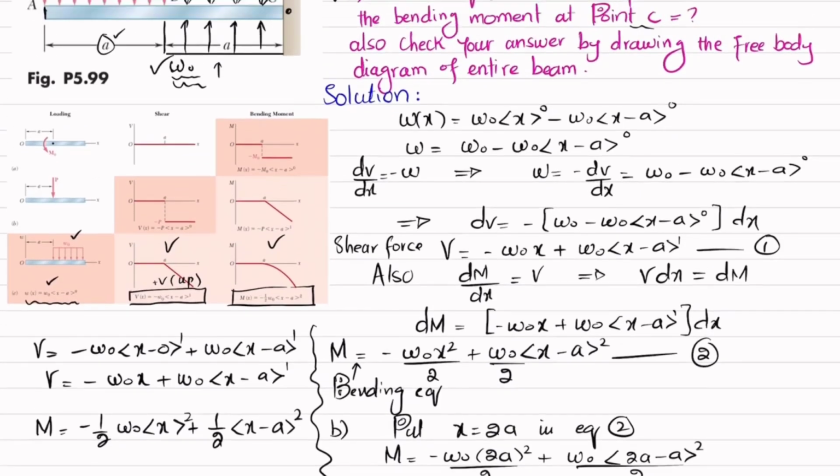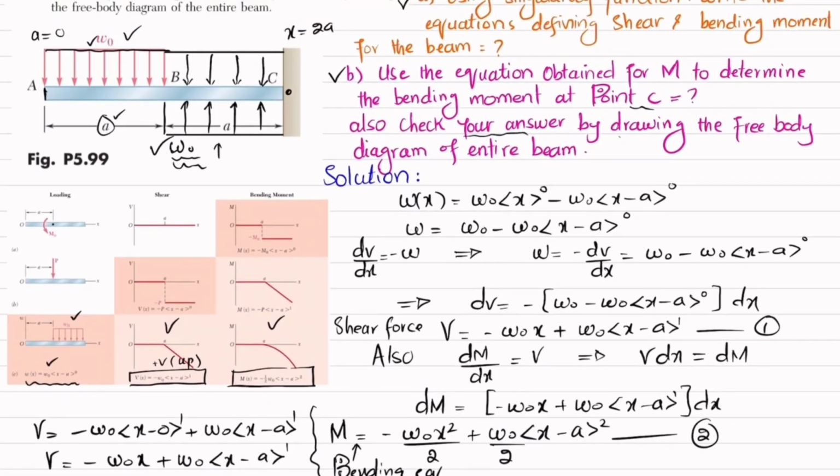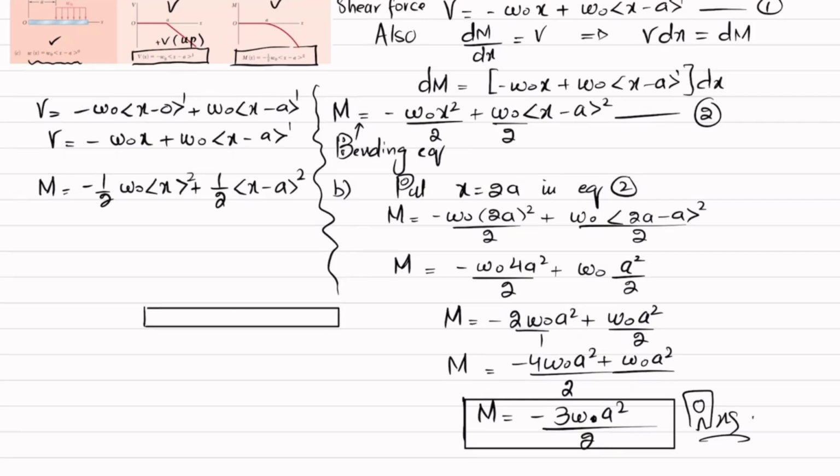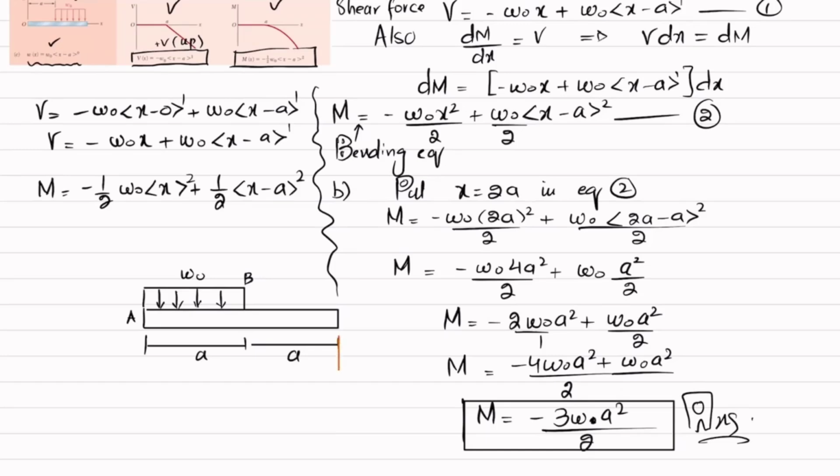Now the last part is that it has been given that check your answer by drawing the free body diagram of the entire beam. So what we will do is draw the free body diagram of the entire beam. So there is a distributed load from point A till point B, and that is given as w naught. This is point A, this is point B. This is distance a. And from B to C, the distance is also a. So when you remove the fixed support at point C, you will have a vertical reaction RC, as well as a moment MC. Clear? And there will be a horizontal reaction force as well, but that is equal to 0 because there is no horizontal component.